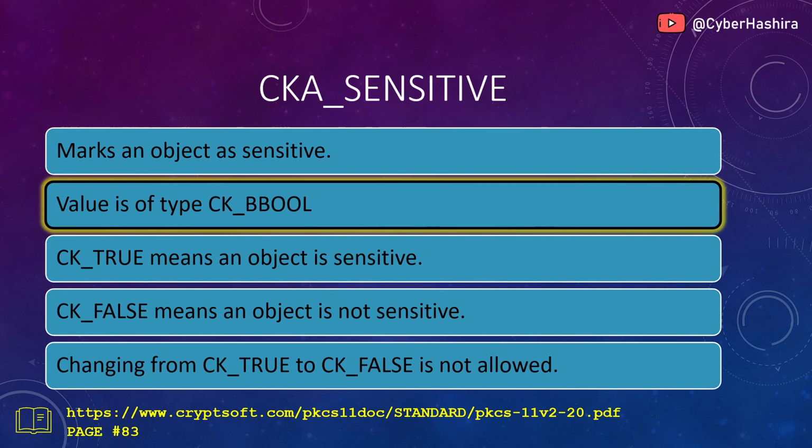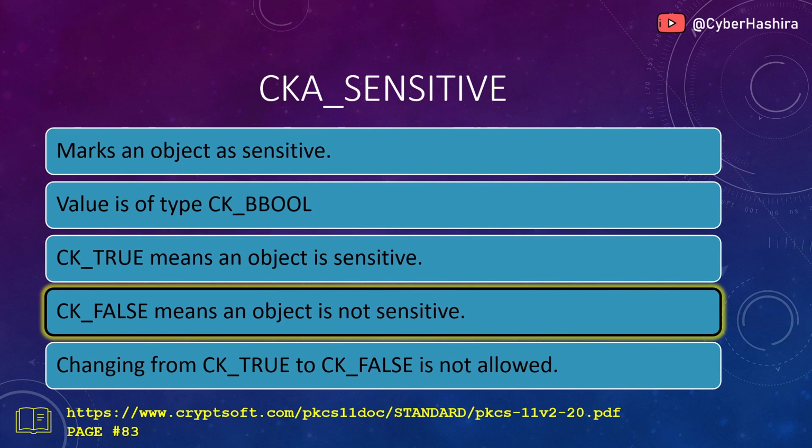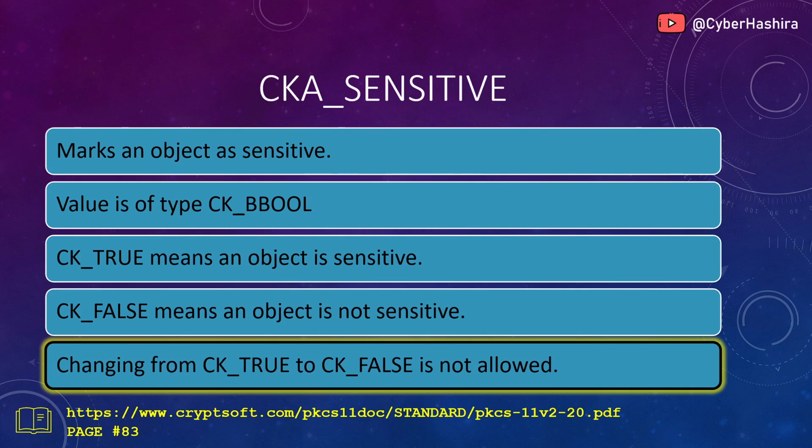CKA sensitive only accepts a Boolean value. If the value of CKA sensitive is true, then it means that the object is marked as sensitive. You will not be allowed to read sensitive information from that object. And if the value of CKA sensitive is false, then that object is not sensitive. You should be able to read all sensitive information about that key. Something you need to know about CKA sensitive attribute is that its value can be changed from false to true, but it cannot be changed from true to false.